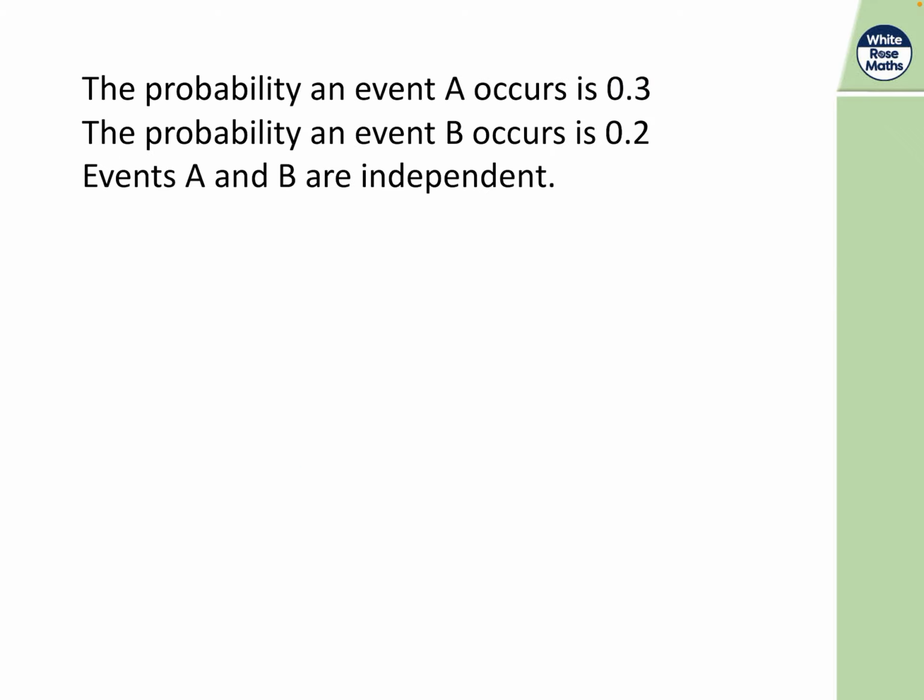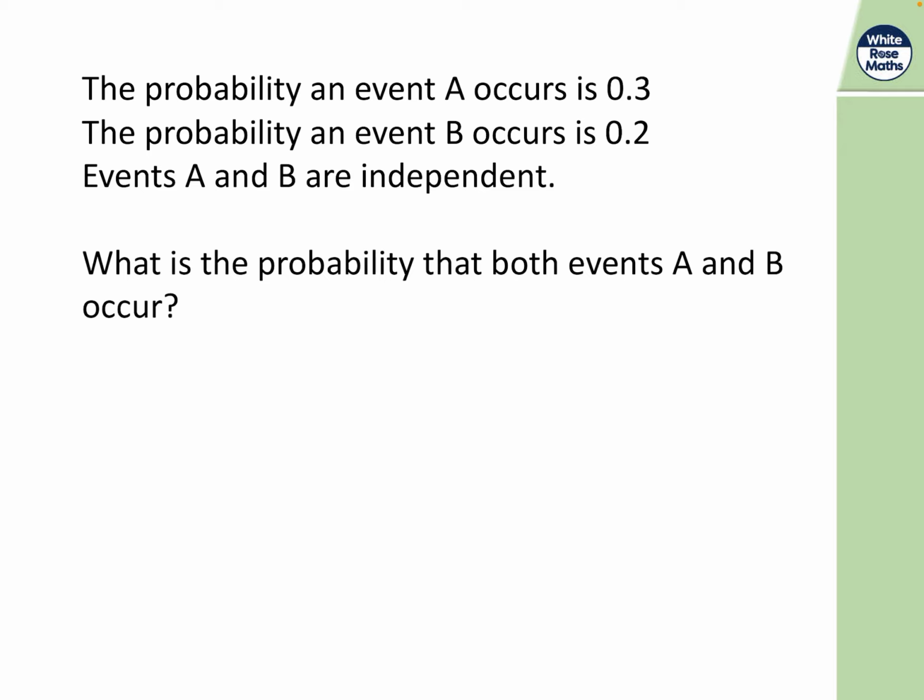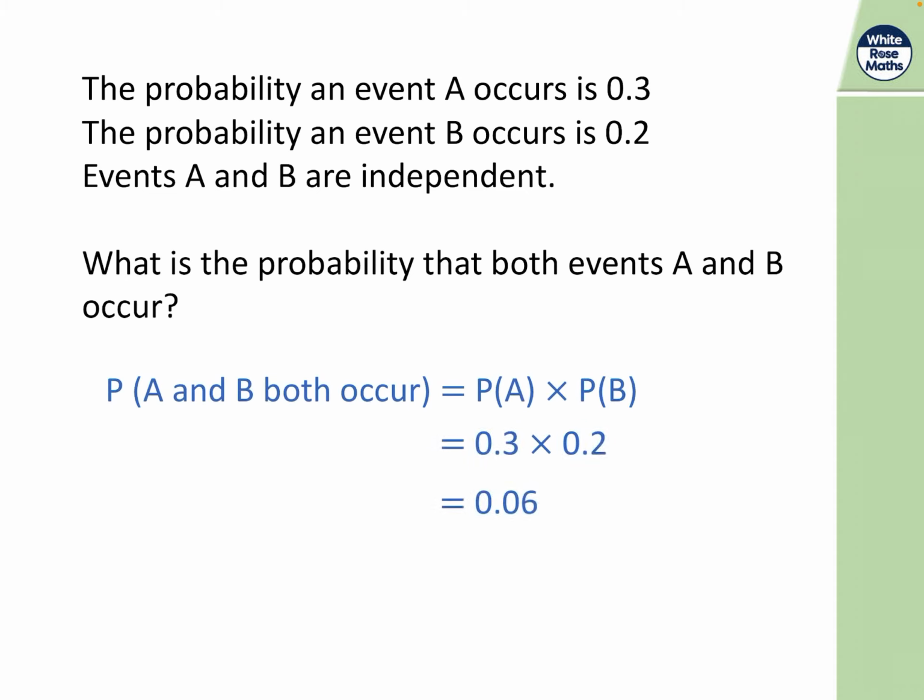Anyway, the probability that an event A occurs is 0.3 and the probability that an event B occurs is 0.2. They are independent, so one doesn't have any impact on the other. What is the probability that they both occur? We just multiply the probabilities together. So we do 0.3 times 0.2, which is 0.06.